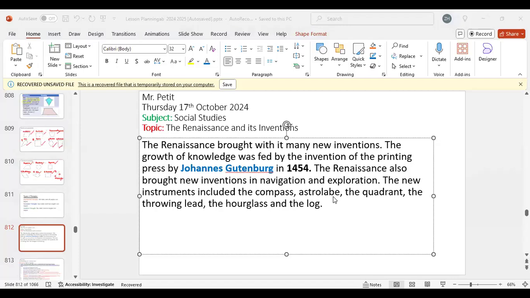What was the compass used for? To tell direction. Direction. Very good. So the compass helped sailors know the direction they were sailing in.